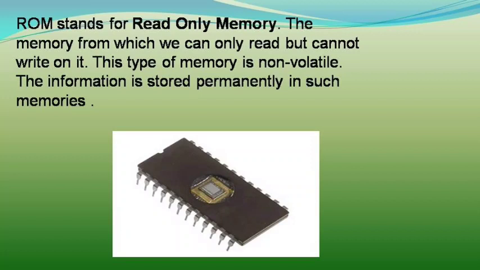The next category is ROM. What is the expansion for ROM? Read-only memory. The memory from which we can only read but cannot write on it. Compared to RAM, ROM is a read-only memory. We cannot write anything on it. This type of memory is non-volatile. That is, the information stored in it is permanently stored. This kind of memory is a permanent memory.